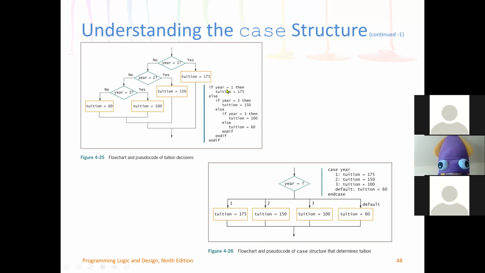The same thing, we say if the year is 1, then your tuition is 175. Else, if you're year 2, then your tuition is 150. Else, if you're year 3, then the tuition is 100. Else, your tuition is 60. If you don't meet any of the three conditions, then you pay 60.